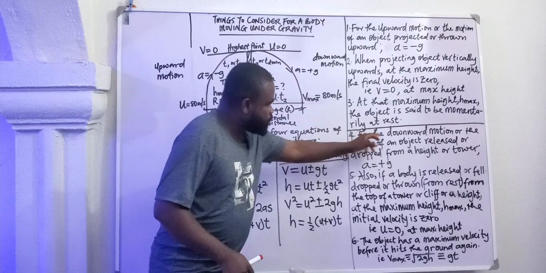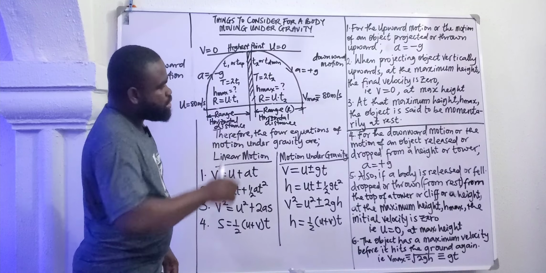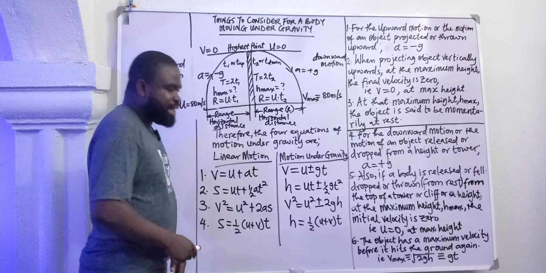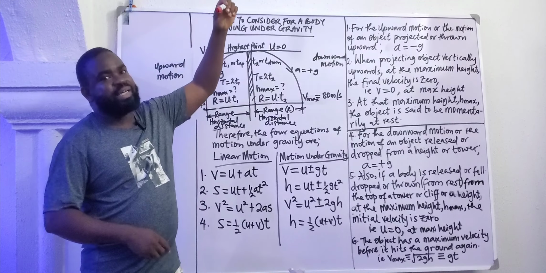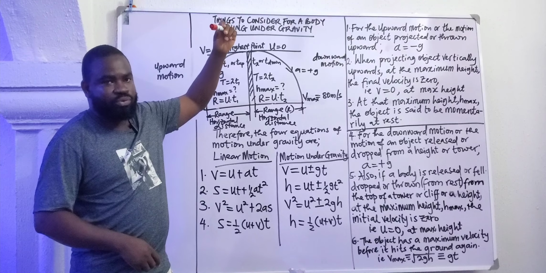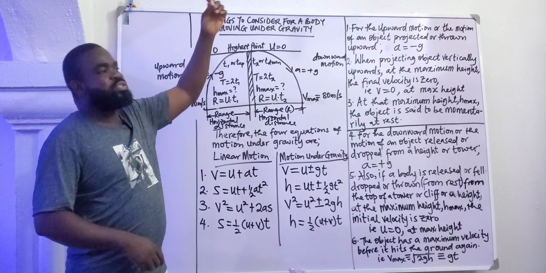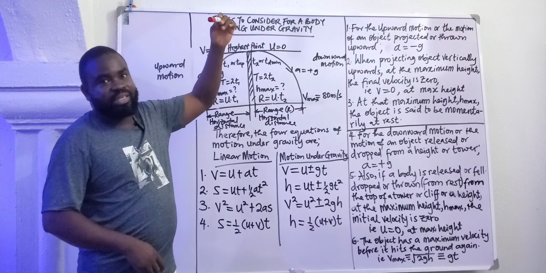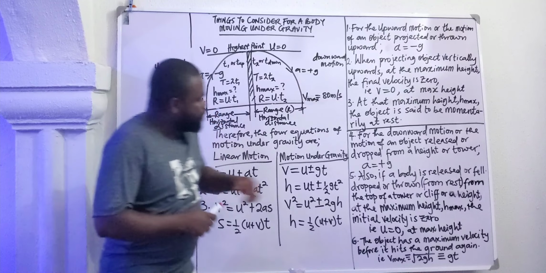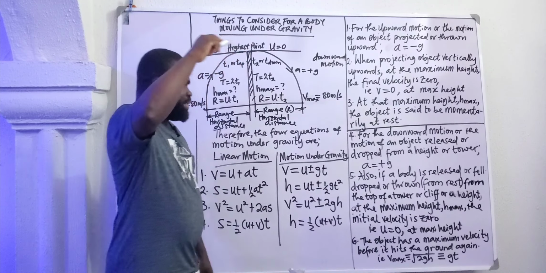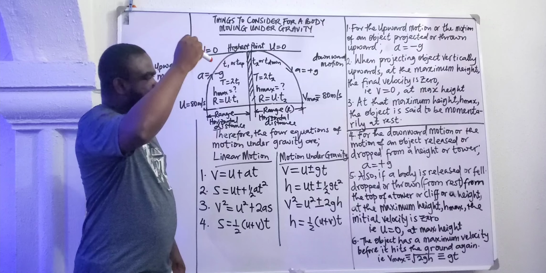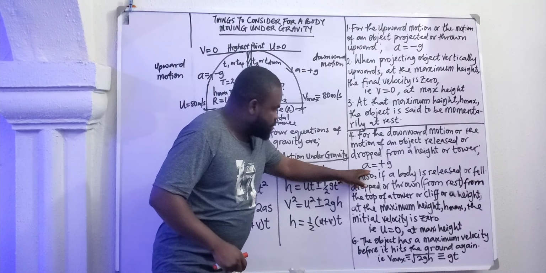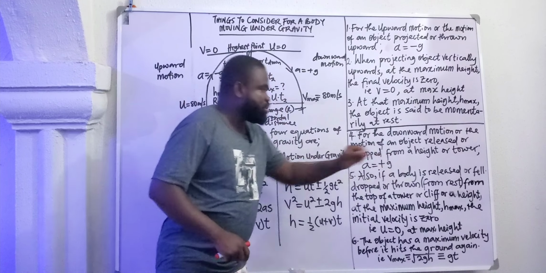Then for the downward motion, or the motion of an object released or dropped from a height or tower, like I explained earlier, it means the body is already at the top, just like any of the fruits. The mango fruit, the coconut fruit is already suspended on the tree at the top. So it's at rest there. Good. So for a body that is already at the top, if the body is released, is dropped, the acceleration will be plus g.